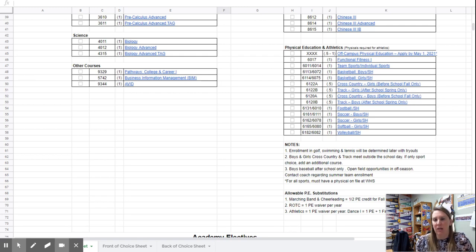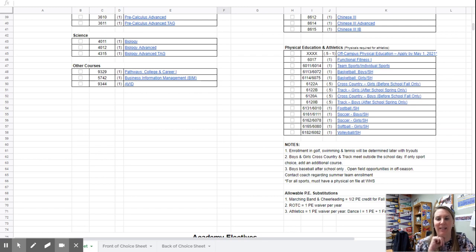Again, joining these teams, you really need to be already on the 8th grade team to join onto these teams to make sure you'll be competitive. So just really think about it. You'll see down below golf, swimming, and tennis. They're going to have tryouts later. So at that point, then you will add that course.